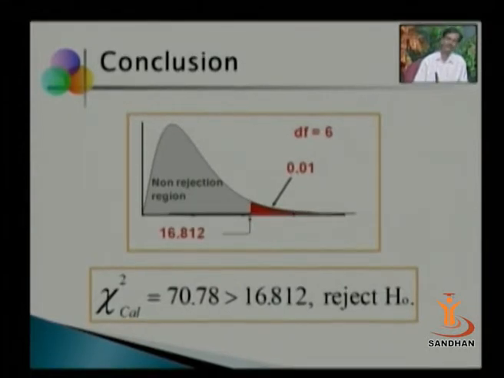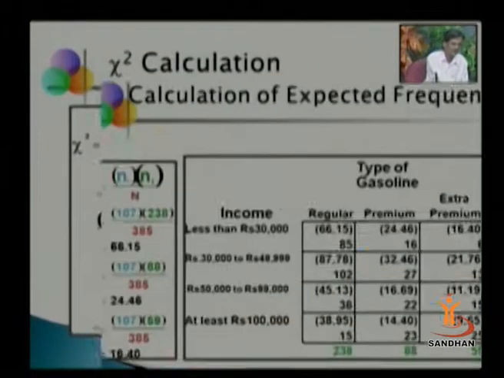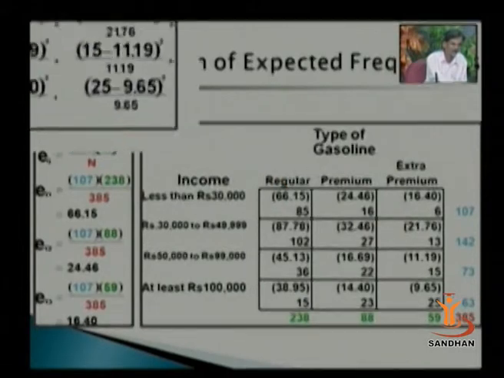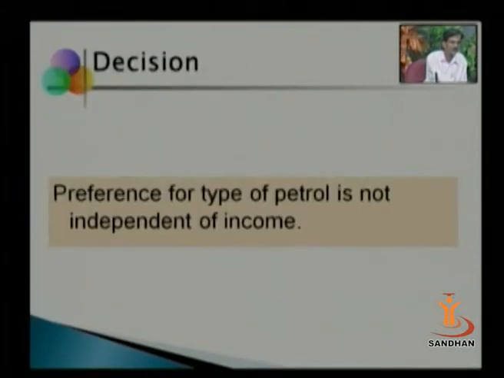Rejection of the null hypothesis means that the hypothesis of no association between the preference for the type of petrol and income is rejected. That means there is an association, or one can alternatively say that preference for type of petrol is not independent of income. So this is about the chi-square test of goodness of fit.